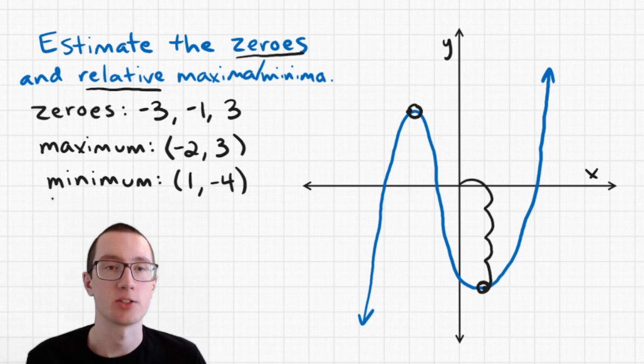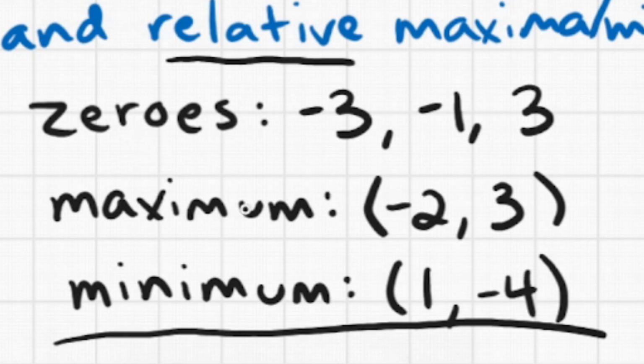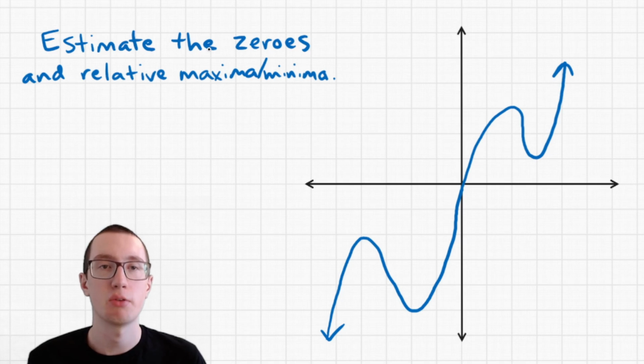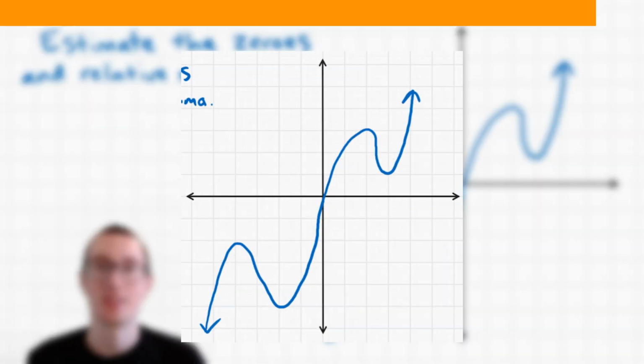So there you go. This is our answer. We have found the zeros and then the maximum and minimum for this problem. Here's another example, and yes, this is a very weird looking graph, but go ahead and pause the video, see if you can find the zeros and relative maxima and minima, and then unpause and see if you got it right.